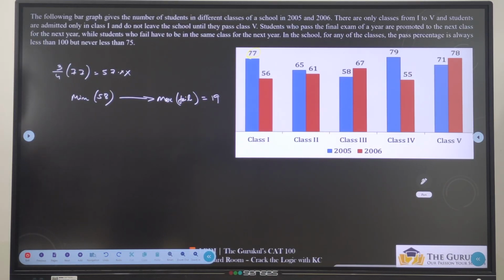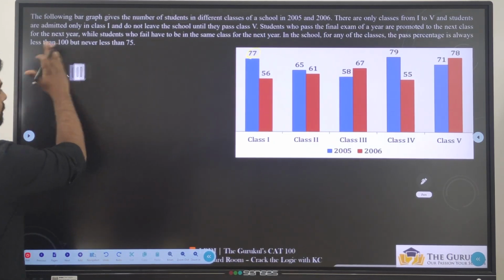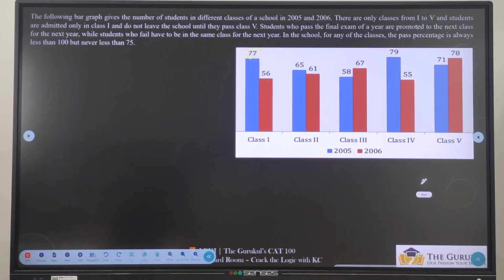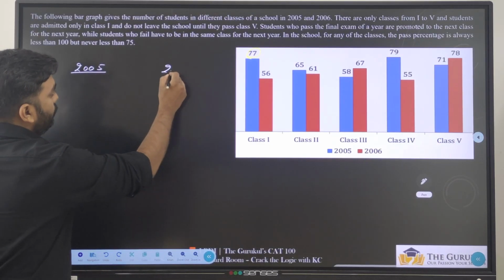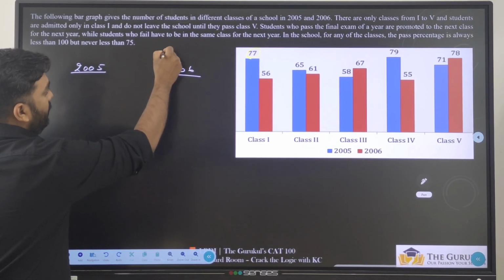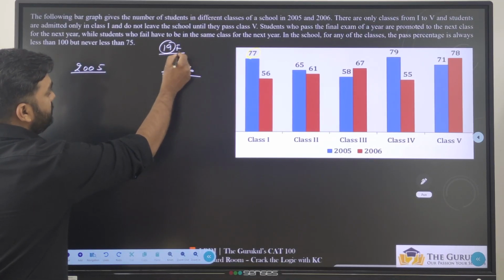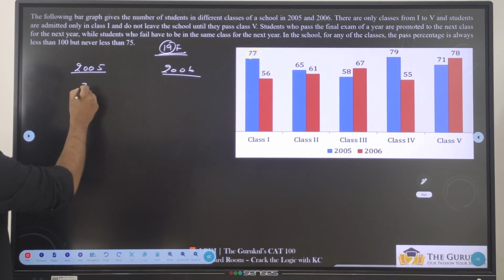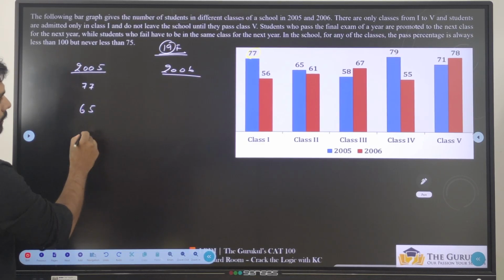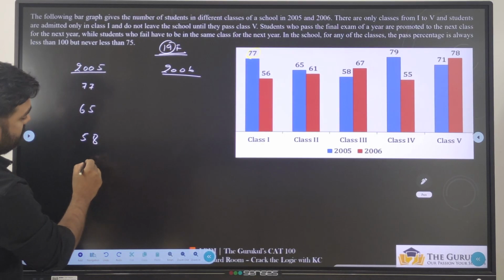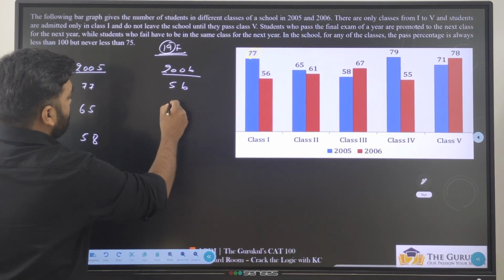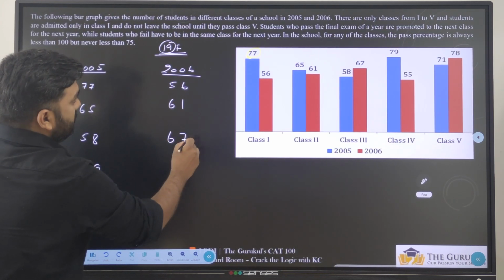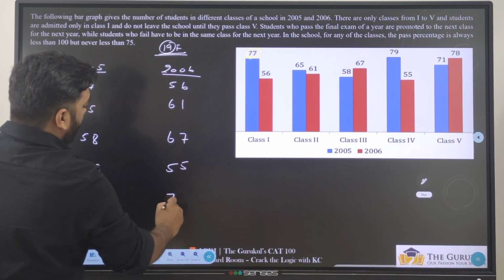Okay. So first let's start with what will happen if 19 people are failing. Let us draw two things: one is for 2005, one is for 2006. So 2005 something is happening, 2006 something is happening. 19 students failed. That is the case we are talking about. I'm having 77, 65, 58, 79 and 71, and I'm having 56, 61, 67, 55 and 78.